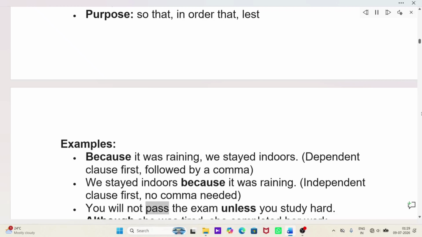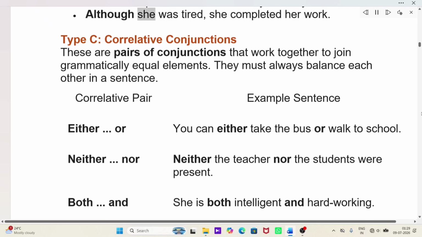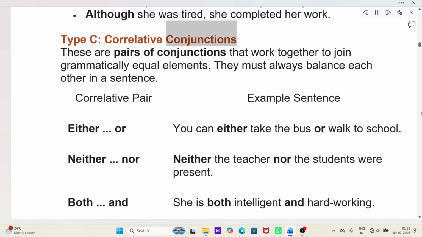You will not pass the exam unless you study hard. Although she was tired, she completed her work. Type C: correlative conjunctions. These are pairs of conjunctions that work together to join grammatically equal elements. They must always balance each other in a sentence.